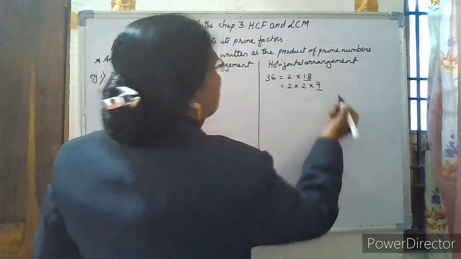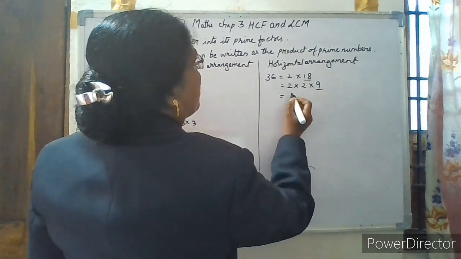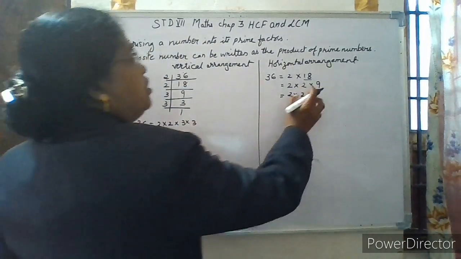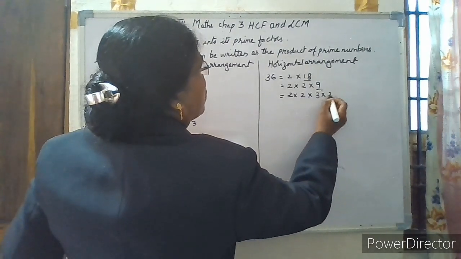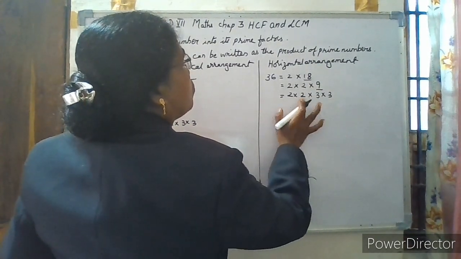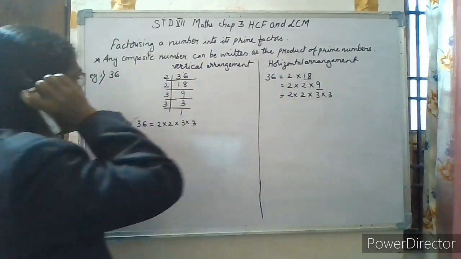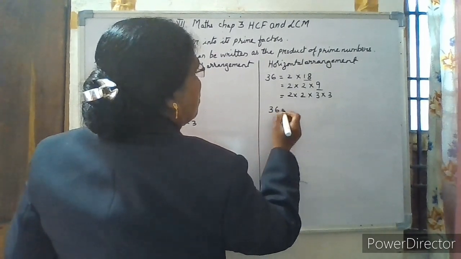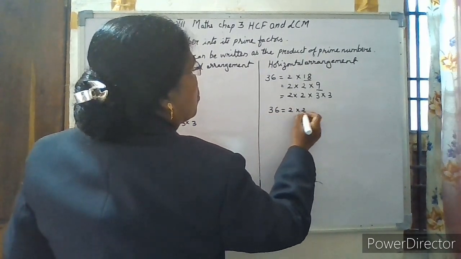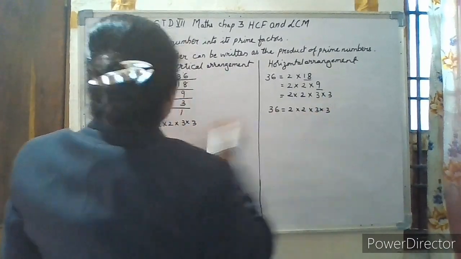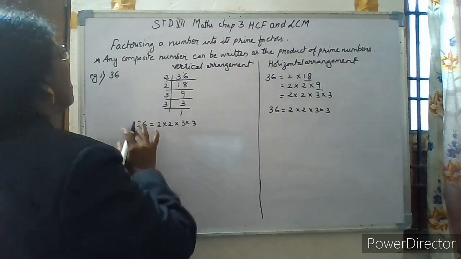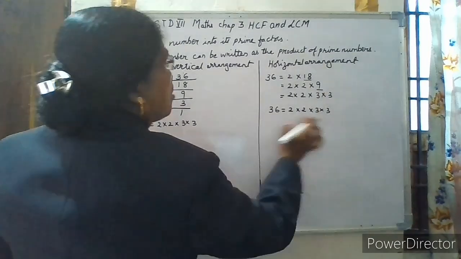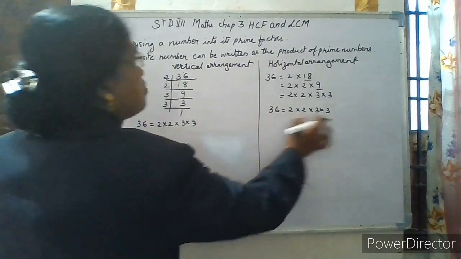Now again this 9 we can factorize. So before that this 2 into 2, write it as it is, into 3 3s is 9. 3 into 3 is 9. So these 2, 2, 3, 3 are all prime factors. Therefore, the prime factorization of 36 is equal to 2 into 2 into 3 into 3, as we wrote here. So this is the way we can factorize any composite number using prime numbers. These are all prime numbers here.